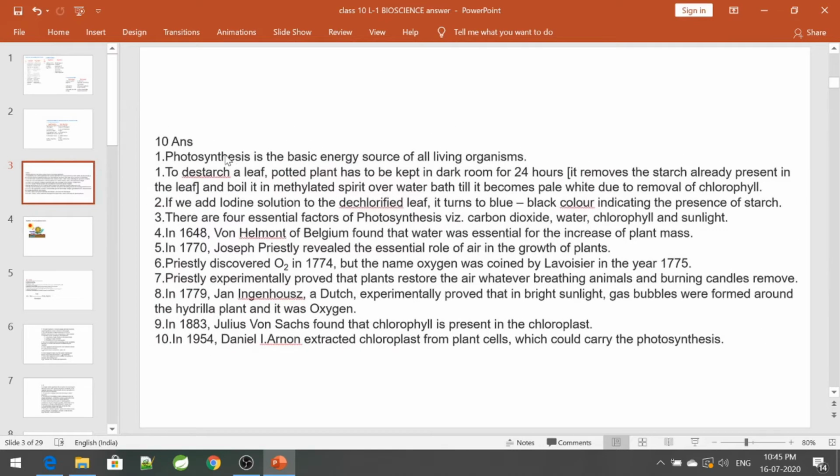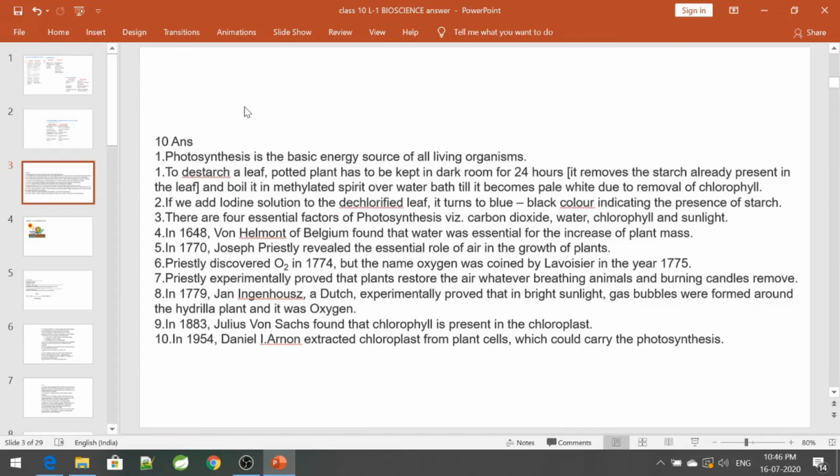Let's see some points of photosynthesis. We also look at which scientist has done what. Photosynthesis is the basic energy source of living organisms. To destarch a leaf, a potted plant has to be kept in a dark room for 24 hours so that it removes the starch from the leaf. Then boil it in methylated spirit over a water bath till it becomes pale white due to removal of chlorophyll.